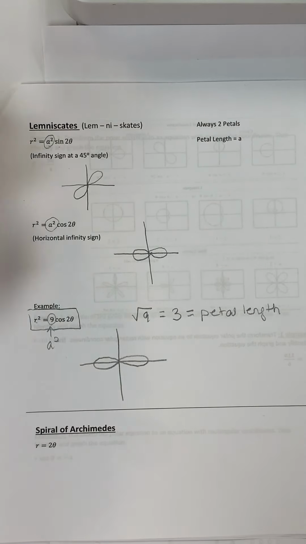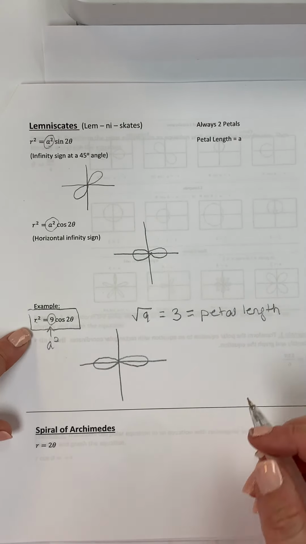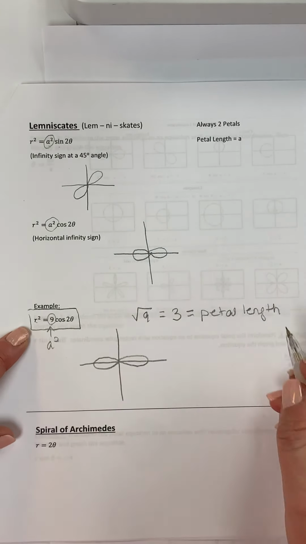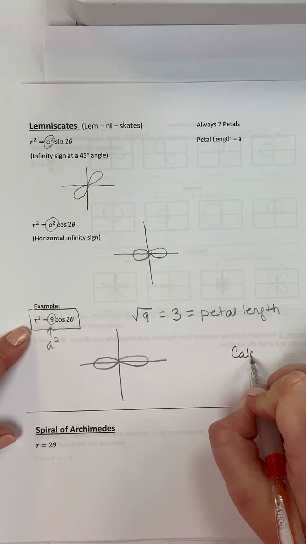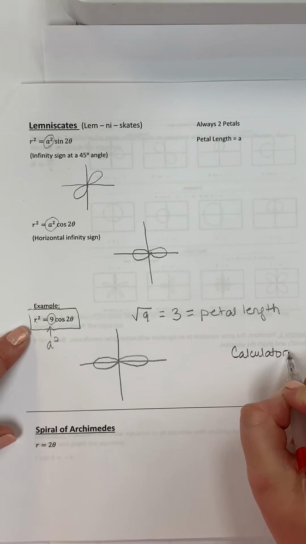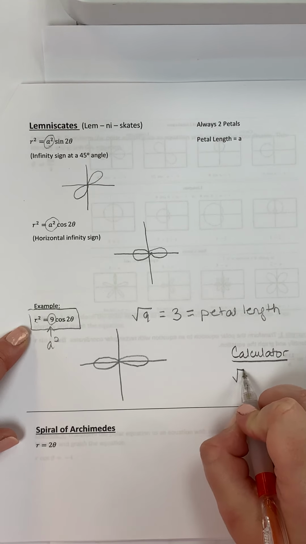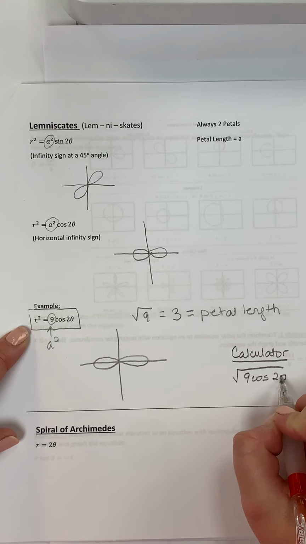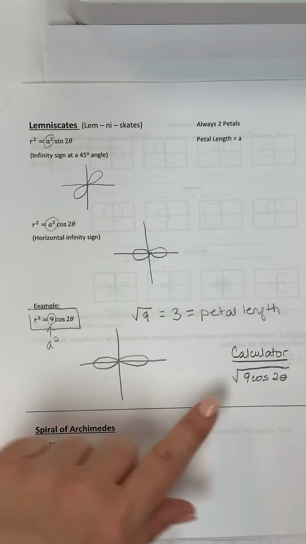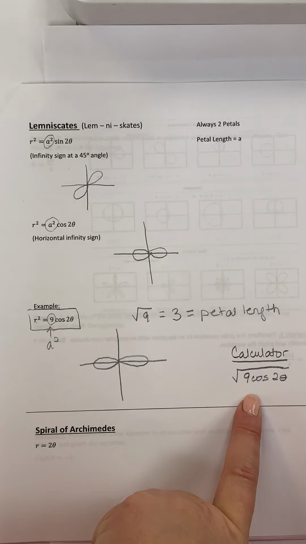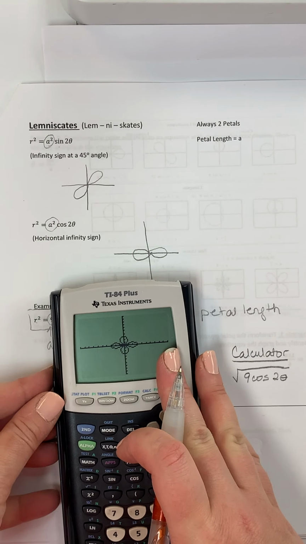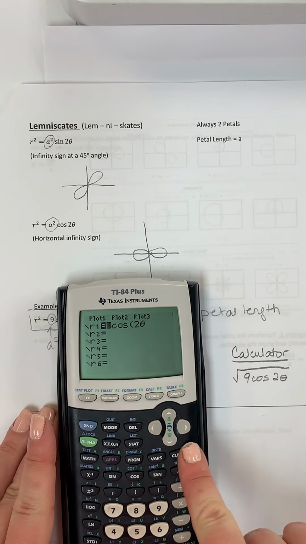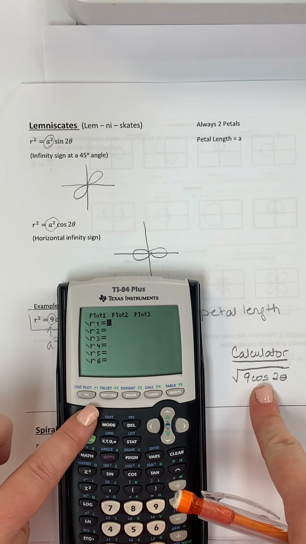And there we go. Now, this guy can be difficult to put in the calculator because I don't have an R squared on the left-hand side under graph. All I have is an R. So I would have to take the square root of each side. So to put it in the calculator, I'm going to put in the square root of 9 cosine 2 theta, okay? This is how I'm going to have to put it in the calculator. So here we go. And I don't need the positive and the negative version. I just need this one.